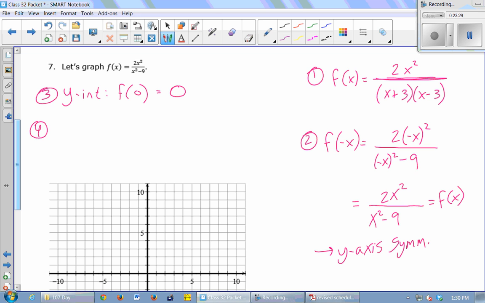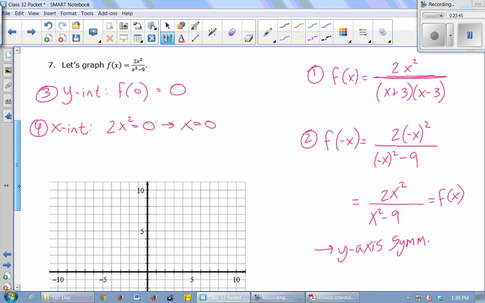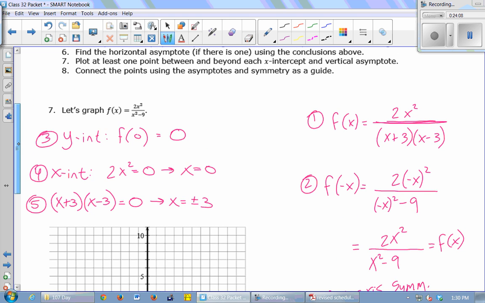Step 4 is x-intercepts. You just set the numerator to 0, and we would solve and get x equals 0. All right, let's see. Step 5, vertical asymptotes. Set the denominator equal to 0 and solve. So I've got x plus 3 times x minus 3 equals 0. And we end up with x equals plus or minus 3 as my vertical asymptotes. All right, 6 is the horizontal asymptote.